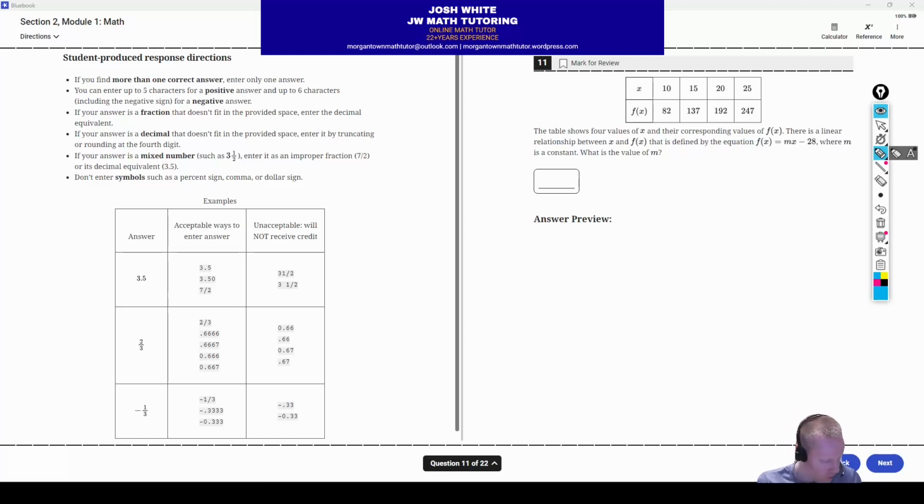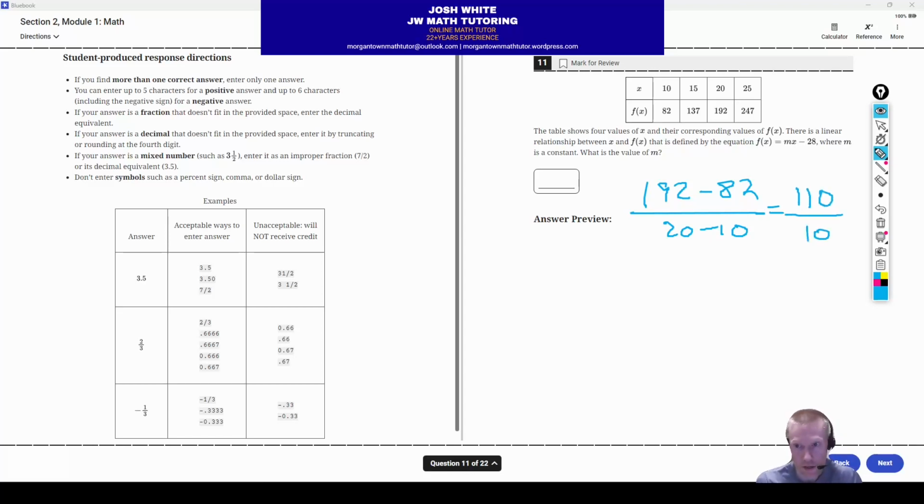So easiest way, just pick two of these points. So I just went 192 minus 82, and then 20 minus 10. So 192 minus 82, you get 110 over 10. Therefore, what's the slope of this line? It's just 11, same as the question number. That's how you do it by hand.